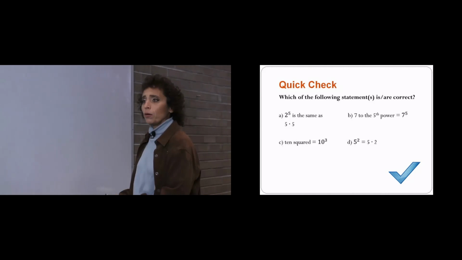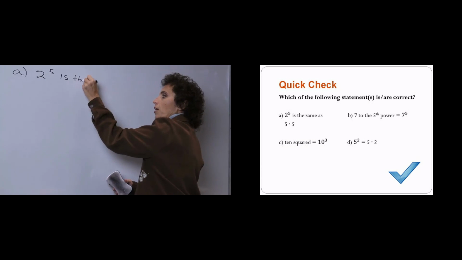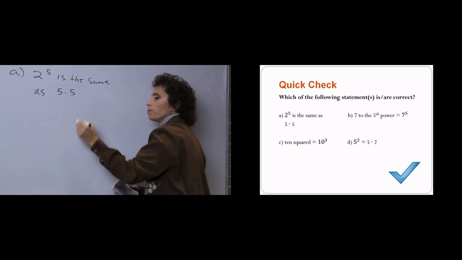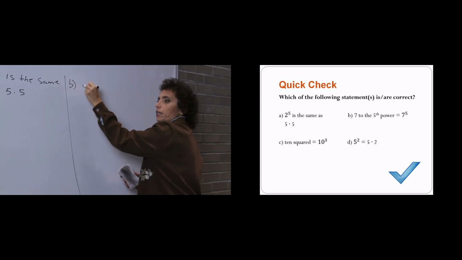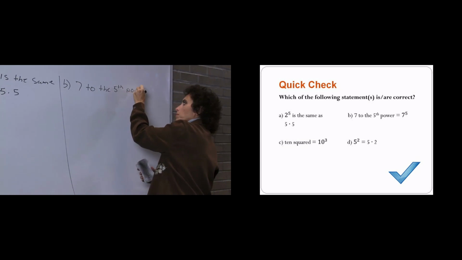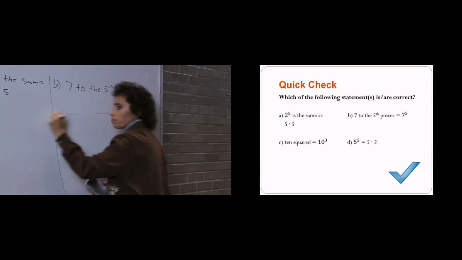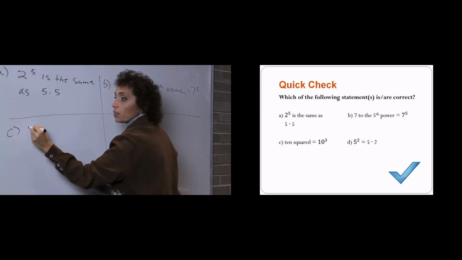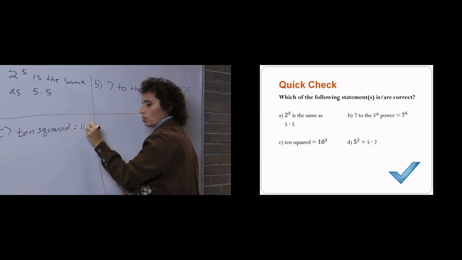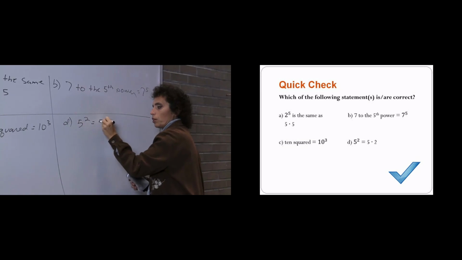Okay, let's look at this next problem. Which of the following statements is correct? A, 2 to the 5th is the same as 5 times 5. B, 7 to the 5th power equals 7 to the 5th. C, 10 squared equals this. Or D, 5 squared equals 5 times 2.